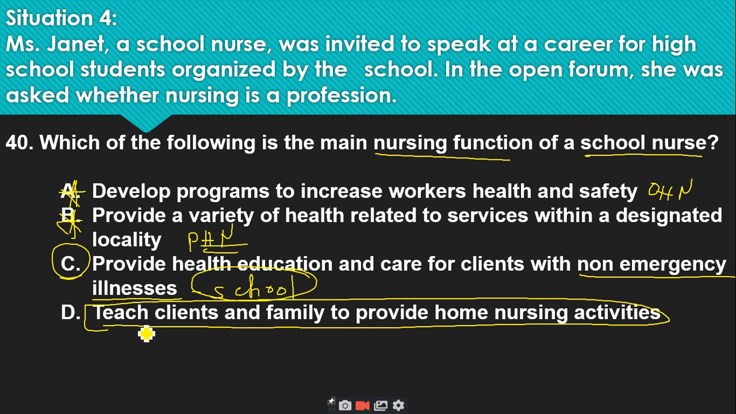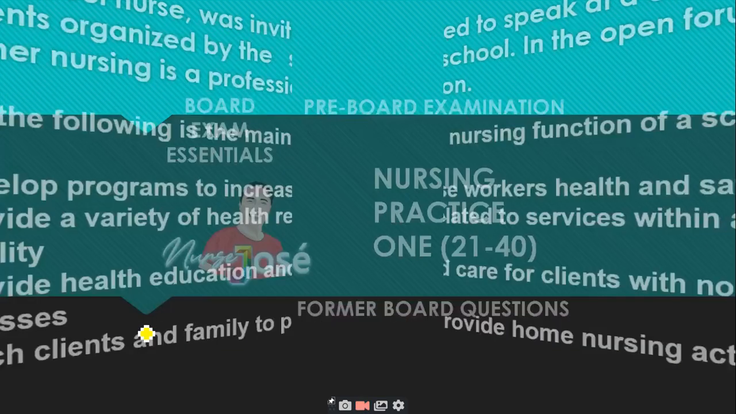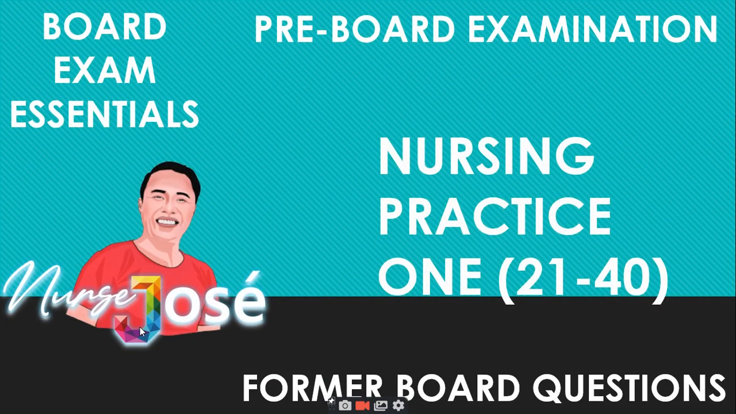Okay, so I hope that you get a perfect score of these questions, 20 over 20. So this is going to be set number 2 of our pre-board examinations. These are part of the board exam essentials, or pre-board examination for nursing practice 1, questions number 21 to 40 of the former board questions.